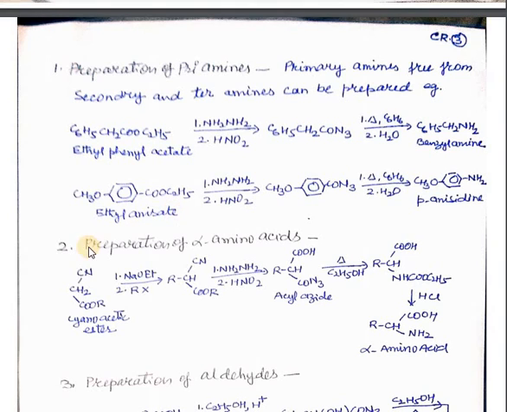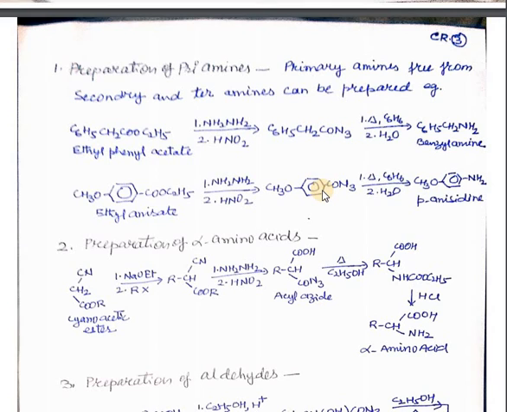Now the other example is the reaction of ethyl anisate. This is ethyl anisate, the ester of this acid. Now this is treated with hydrazine and nitrous acid. Similar to that, we get the reaction to give this acid azide.